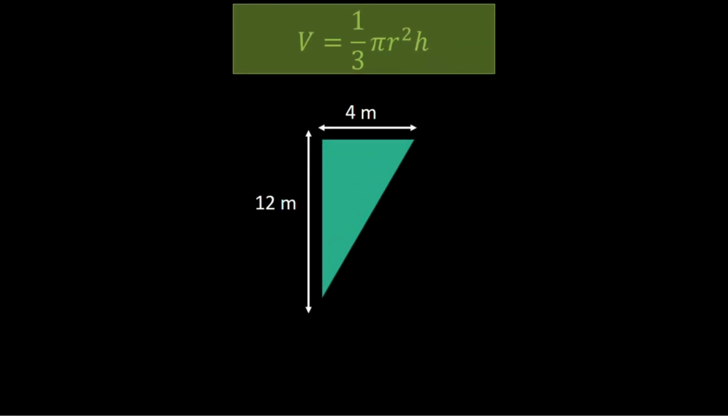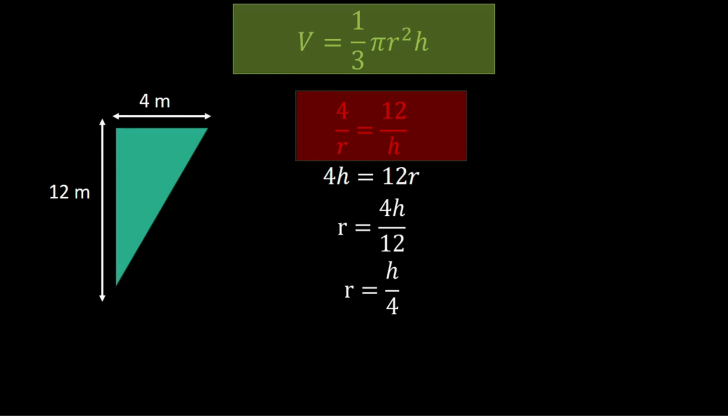So the first step is to use the formula that has been provided by the question. We use a triangle to visualize the shape of radius and height. From the info, we will have to search for the radius, which will lead to 4/r equals 12/h. Then we use cross multiplication so that the equation ends up being 4h equals 12r.